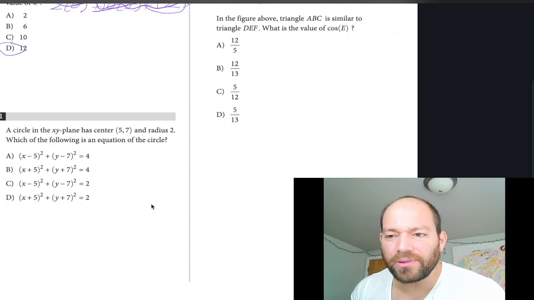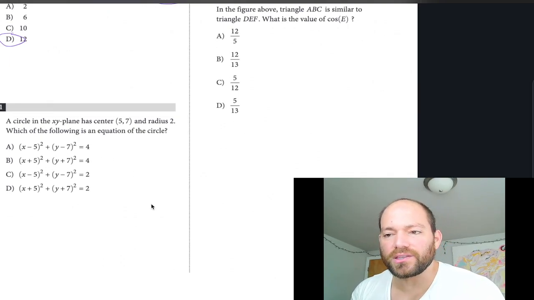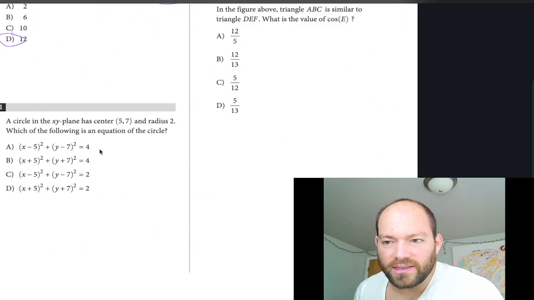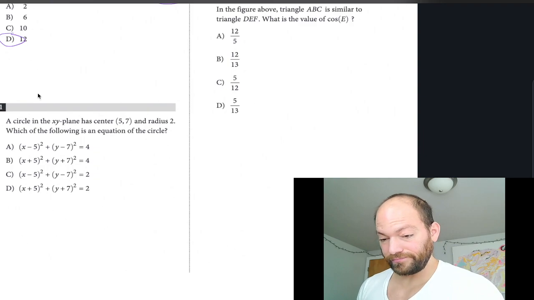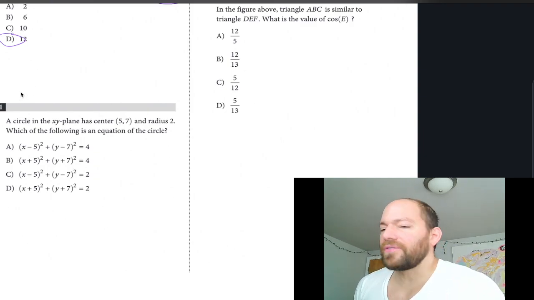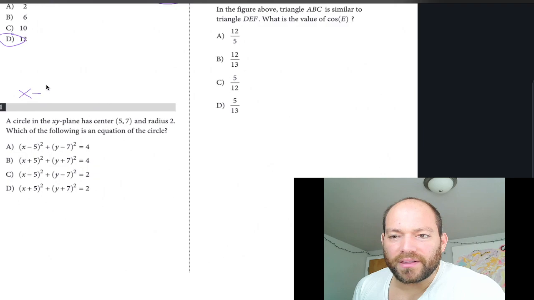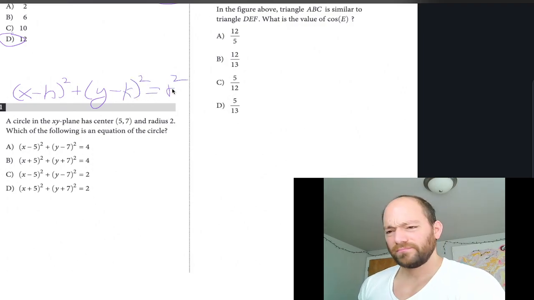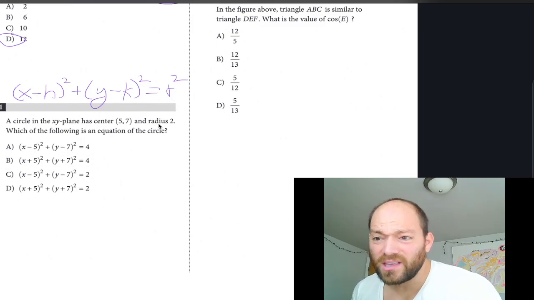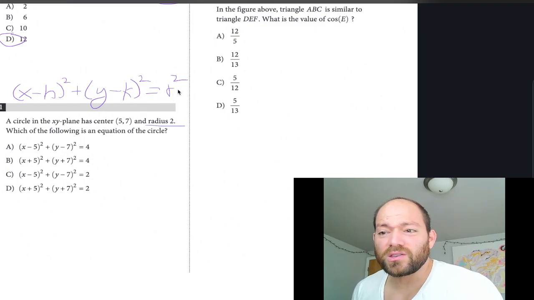A circle in the xy plane has center 5, 7 and radius 2. Which of the following is an equation of the circle? I don't know if you know how circle equations work, but it's like this. x minus h squared plus y minus k squared equals r squared. r is the radius. So they're telling us that the radius is 2. So for this equation, it should equal 2 squared. It should equal 4. So C and D are out.